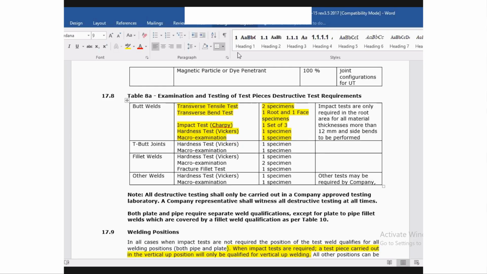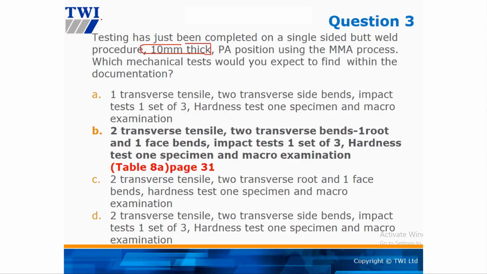All right, back to the questions. The answer goes to B because this is what we have in our spec, table 8A. 2 transverse tensile required, yes. Bend, yes, 1 root, 1 face, that's correct because the thickness is 10 mm. Impact test, 1 set of 3, correct. Hardness, 1, macro, 1. All right. But the rest, like A, wrong, C also wrong, and D also wrong.